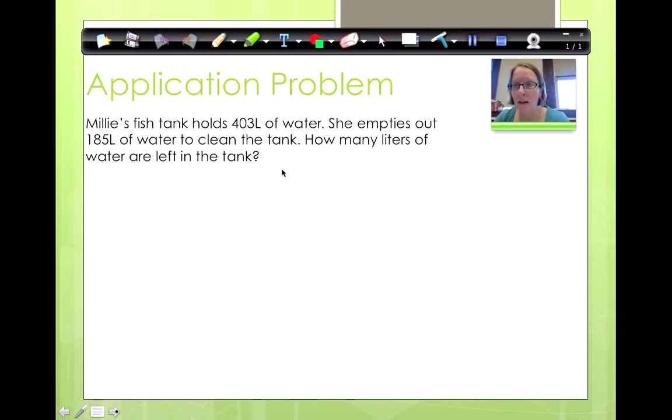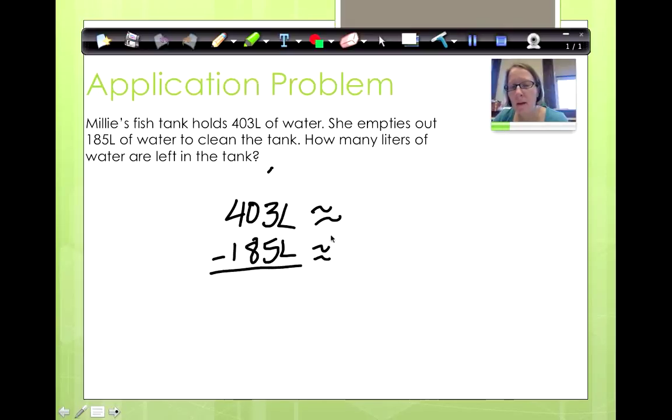Okay, so is this an addition problem or a subtraction problem? Well, she's taking water out, so that would mean logically that should be a subtraction problem, right? So 403 liters. We're going to take away 185 liters. But 403 is approximately what? I would like you to estimate, round, and then solve the problem. So pause for a moment, and you do the math problem.